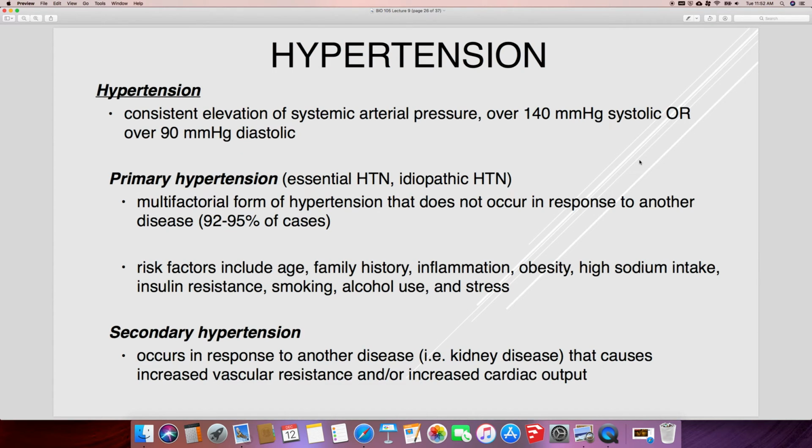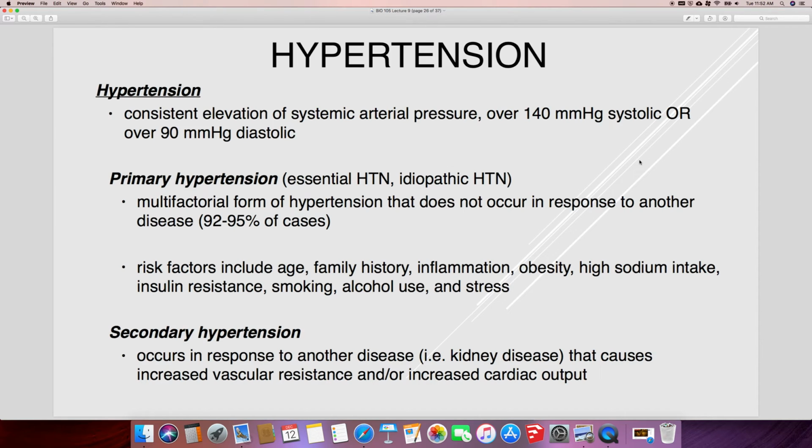Alright, then we started talking about the diseases, starting with hypertension. So this is consistent elevation of systemic arterial pressure over 140 millimeters of mercury systolic pressure, or over 90 millimeters of mercury diastolic pressure. Again, I believe that's lower now, but this is what the book had. There are really two main types of hypertension, primary and secondary. Primary hypertension is also known as essential hypertension and idiopathic hypertension. You should be able to associate all three of those as being the same thing. And this is by far the most common type of hypertension. Multifactorial, does not occur in response to another disease.